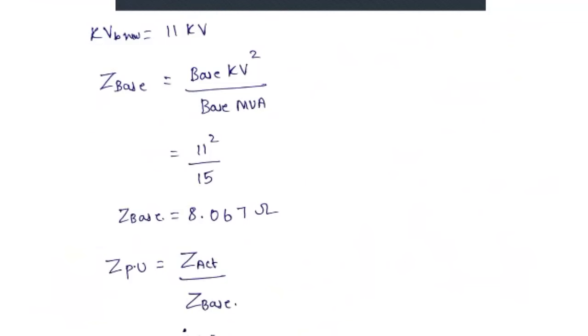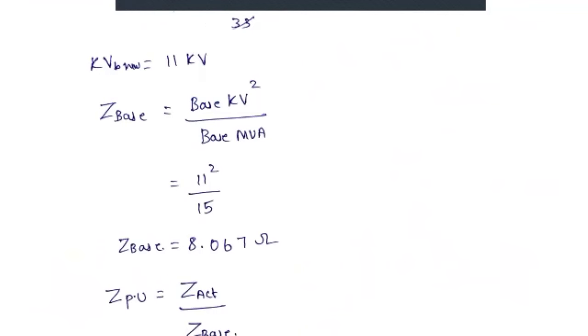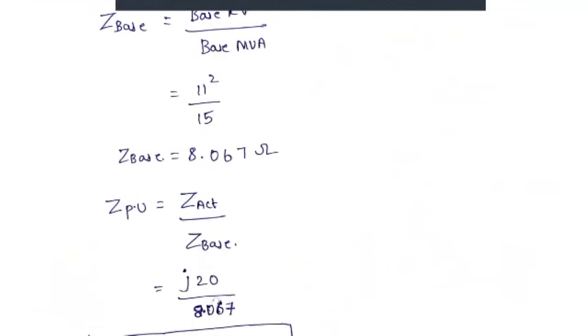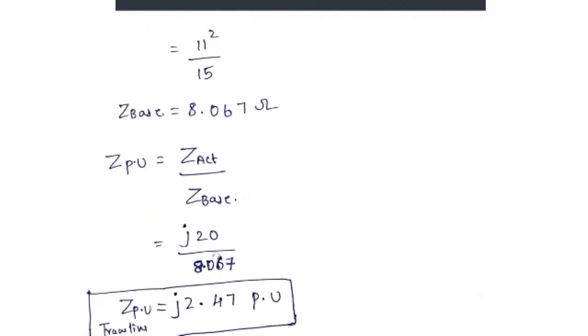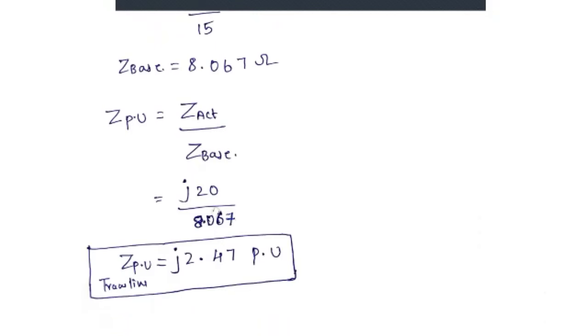So, Z per unit is equal to actual value divided by base value. What is the actual value? That is 20 J divided by base value. Base value we already calculated. Actual value is given in the problem, that is 20 J. So while simplifying, you will get the answer as Z per unit new for transmission line, we can calculate it as 2.47 J per unit. Just tell in the comment whether you are getting the same value or not.